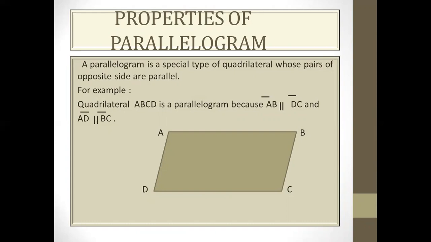So a parallelogram is the specific shape of a quadrilateral whose pairs of opposite sides are parallel. When pairs of opposite sides are parallel in a quadrilateral, then that quadrilateral is called a parallelogram. Now you see in the diagram, ABCD is a parallelogram because AB is parallel to DC. This notation is used for parallel. And AD is parallel to BC. They are the two pairs of opposite sides of a parallelogram.